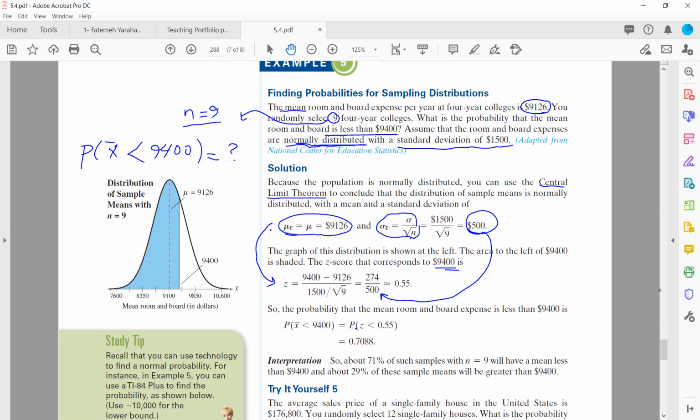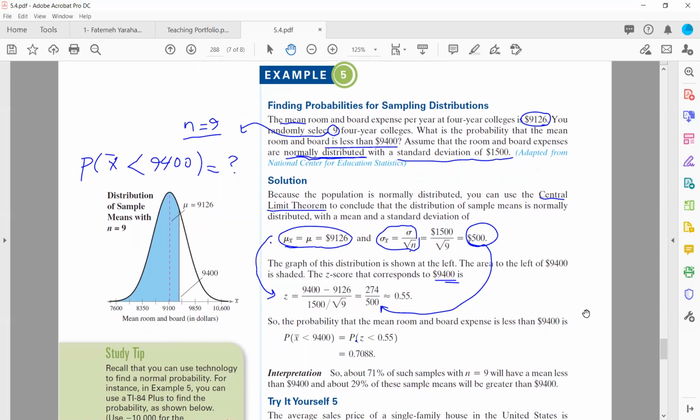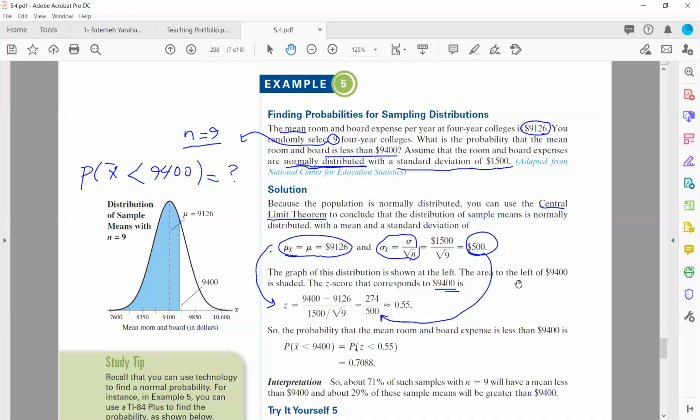By using your table or calculator, we can see it's about 71%. So the probability that such a sample, which we know has 9 data points in it, will have a mean less than 9,400 is about 71%, and of course about 29% of these sample means will be greater than 9,400. Cool.